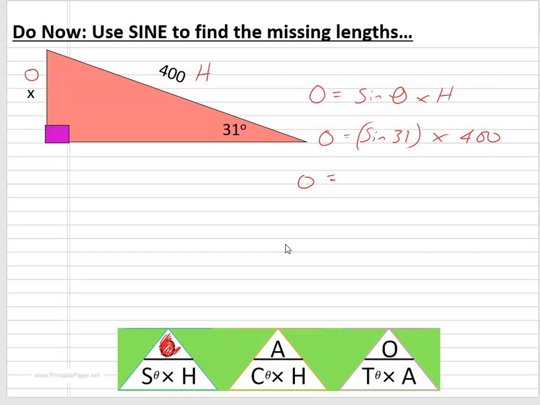I'm going to do that on my calculator now. That gives us 206.015. I'm going to write it as x, and to 2 decimal places, that's 206.02. Okay, so press pause while you mark and correct your work.